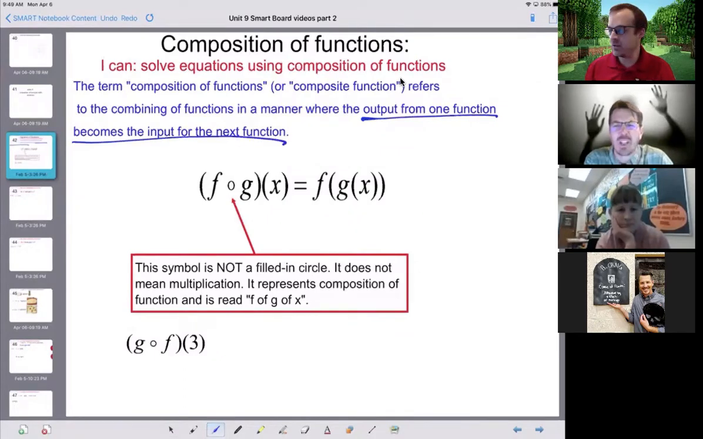So let's do... Mr. Nelson, how come it says f o g? Yeah, let's get there. That symbol right there is not an O. Let me circle it really quick. That circle right there is not an O. It's an open circle. Even though it looks like an O, it's not one.